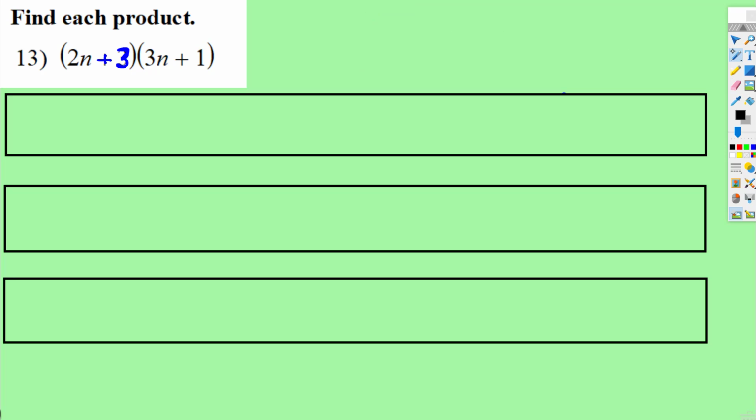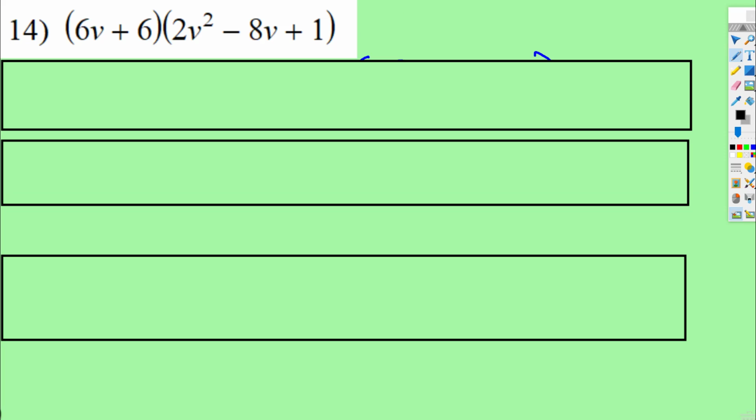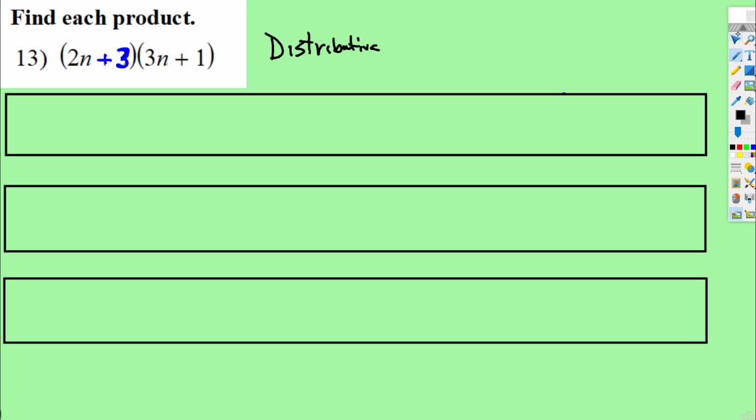So when we have a binomial times a binomial, I know a lot of teachers like to teach the FOIL method. I prefer you use distributive because on the next problem, when you have two terms multiplying three terms, you can't use the FOIL method. So if you can only use the FOIL method in one situation, just use distributive because the result is identical.